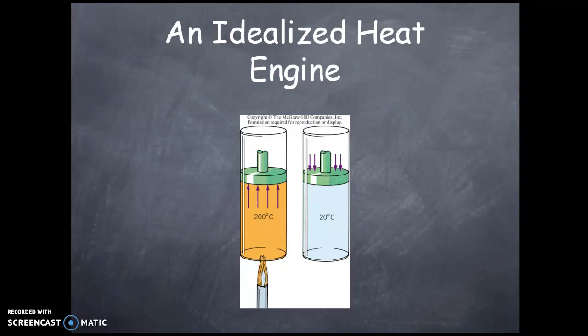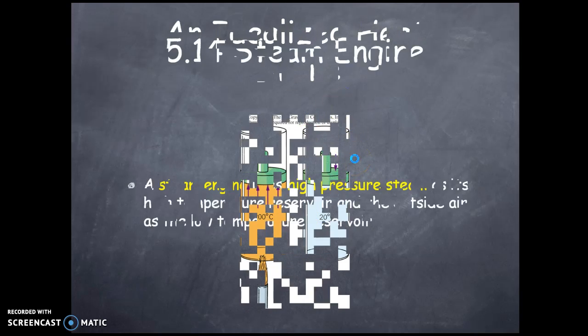The idealized heat engine: whenever you heat it up, the inside pressure is higher and works on top, and whenever the temperatures are low, the outside pressure is higher.